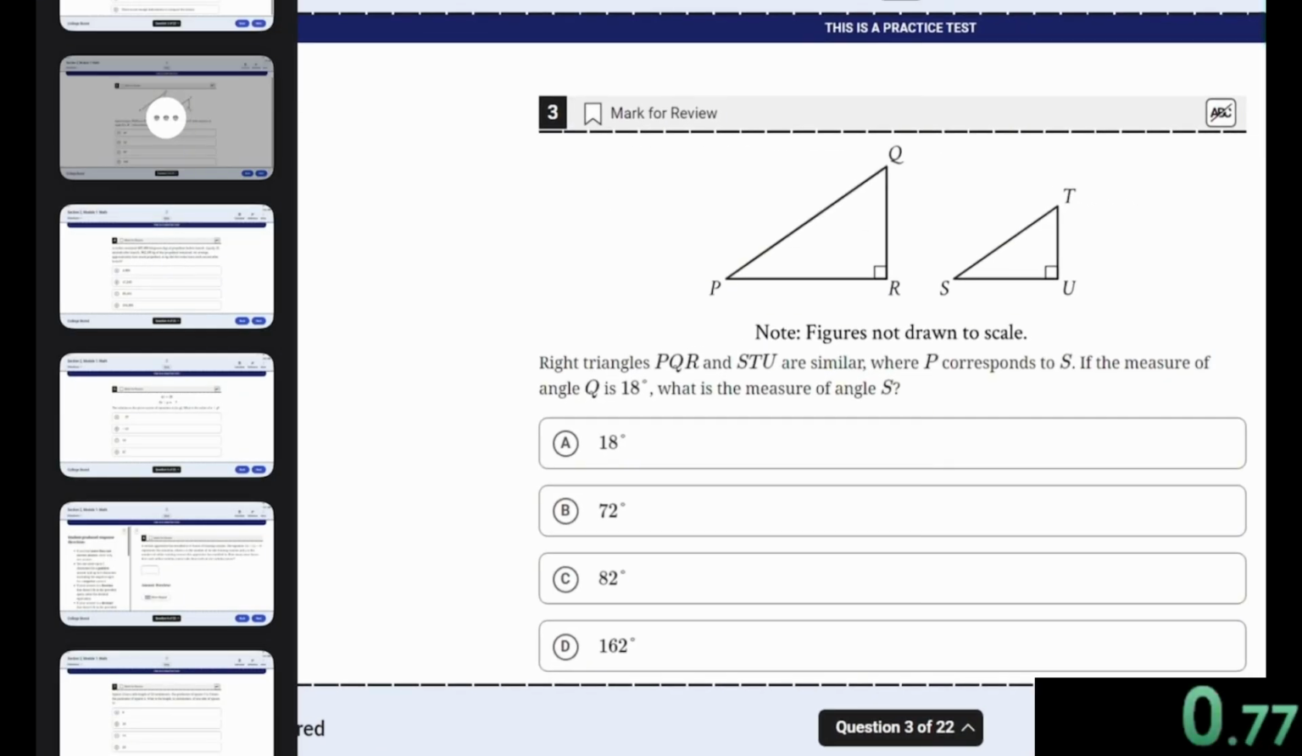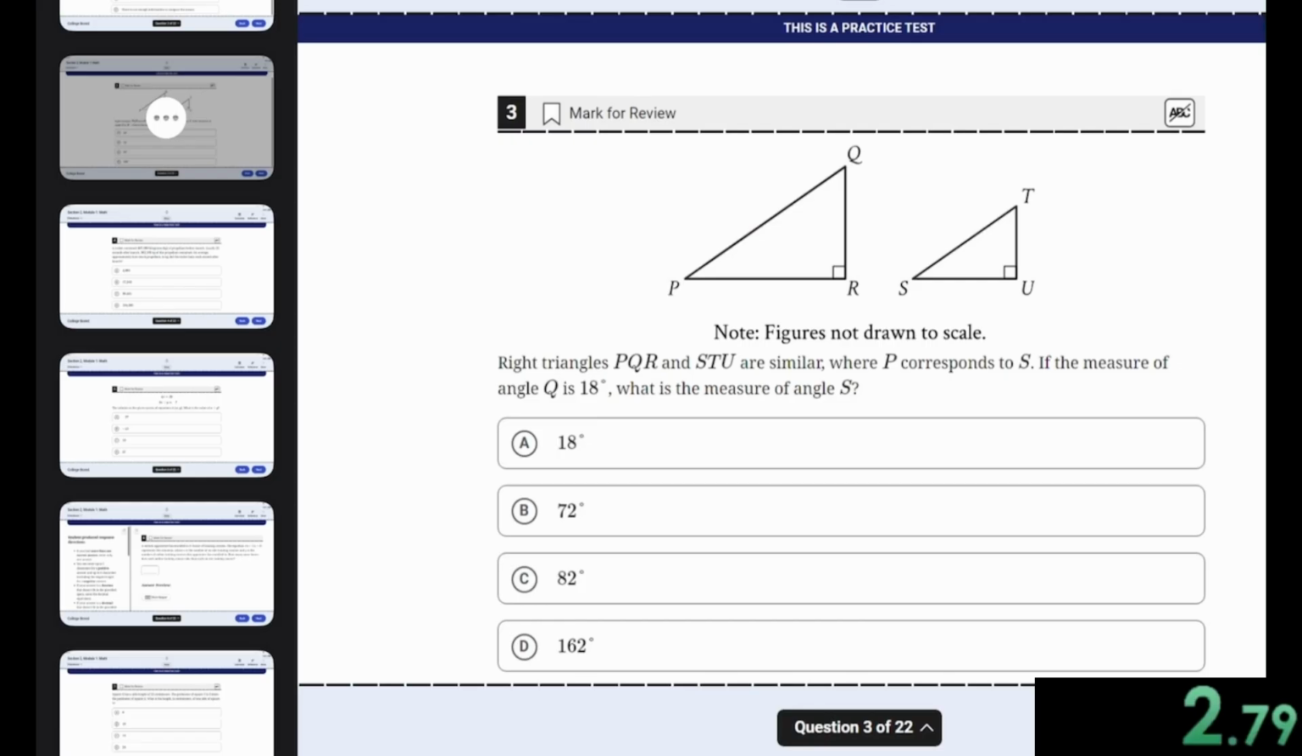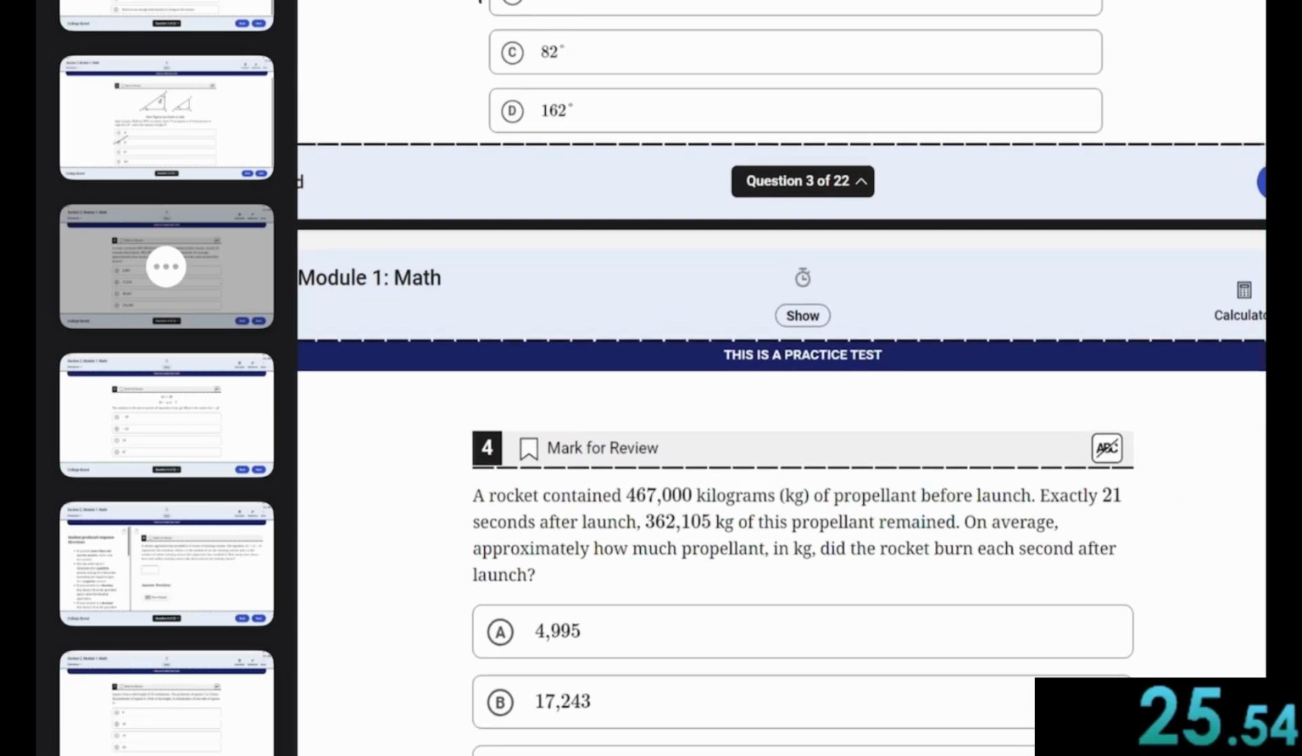So right angle triangles, we know similar triangles have similar angles, which means angle P will have the same angle as that of angle S. What is the measure of angle S? Angle P, the measure of angle Q is 18. If the measure of angle Q is 18, which means this will be 72. Great.